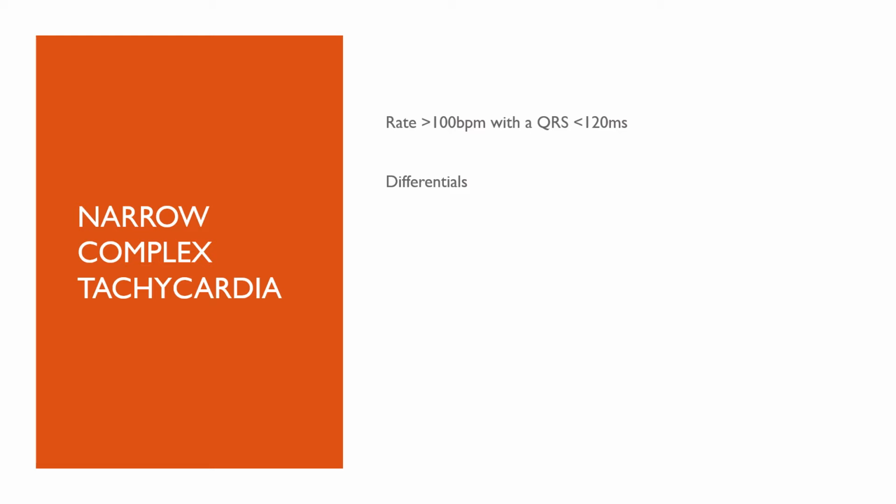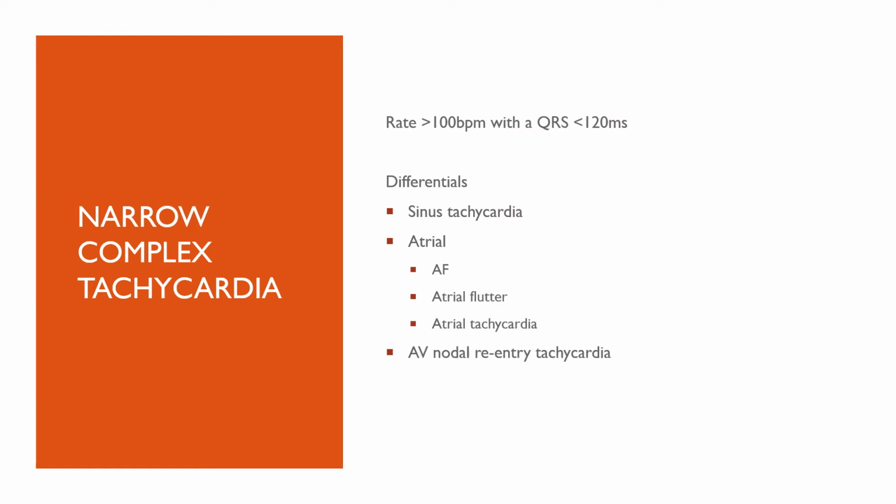Okay, so we'll talk about narrow complex tachycardias now. So it's a tachycardia, so it's got to have a rate above 100, and it's a narrow complex, so the QRS complex has got to be less than 120. So some important differentials would be sinus tachycardia, atrial, which could be AF, atrial flutter or atrial tachycardia, and AV nodal re-entry tachycardia and AV re-entry tachycardia, which we'll cover in more detail in your ECG interpretation talk.